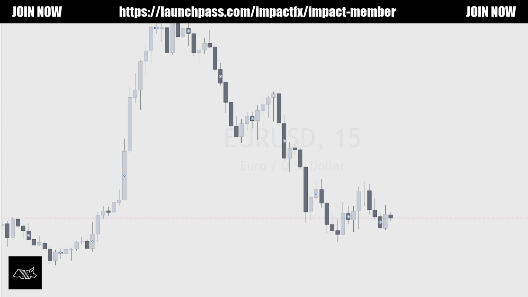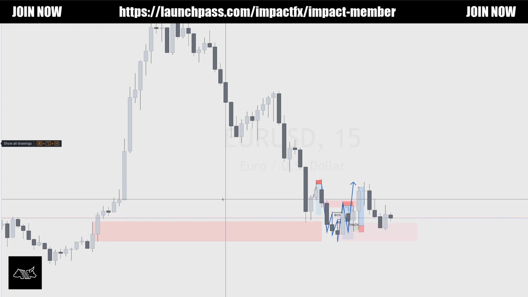So I have a bunch of markings here that are hidden at the moment. I'm just going to step through price, and I'm going to show you guys how I was able to achieve these trades. All right, so let's put the markings back on.